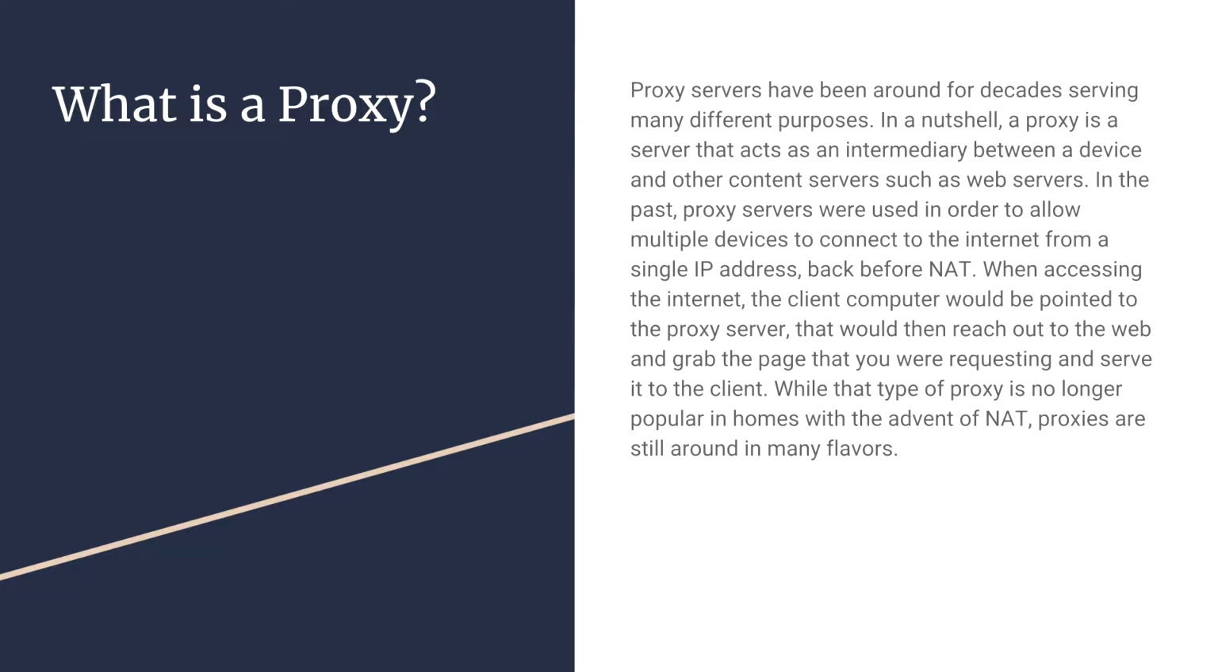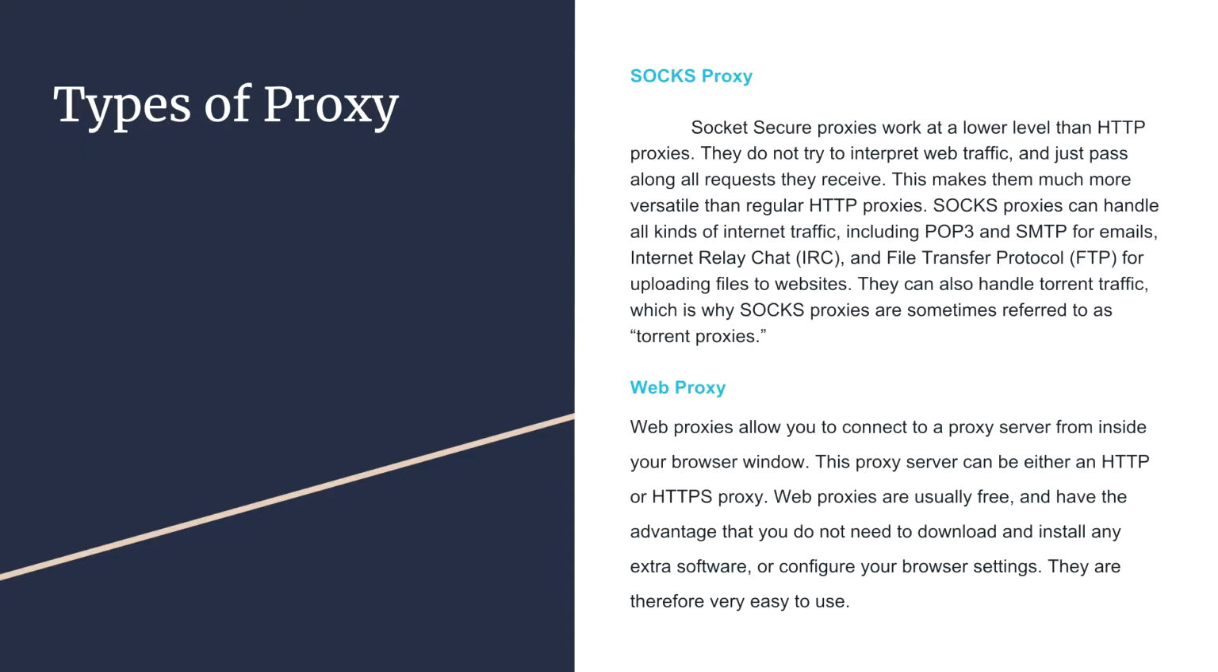When accessing the internet, the client computer would be pointed to the proxy server. That would then reach out to the web, grab the page that you've been requesting, and serve it to the client. While that type of proxy is no longer popular in homes with the advent of NAT, proxies are still around in many flavors. Some of those flavors are, for example, the SOCKS proxy, or the Socket Secure proxy.